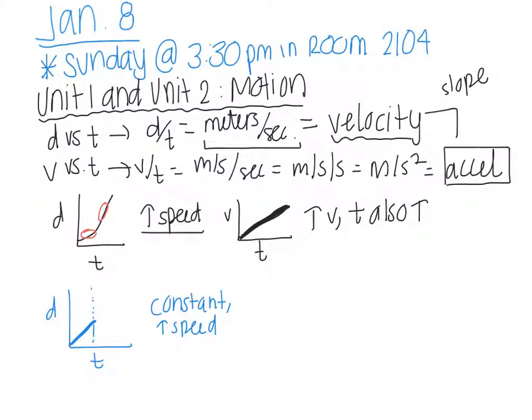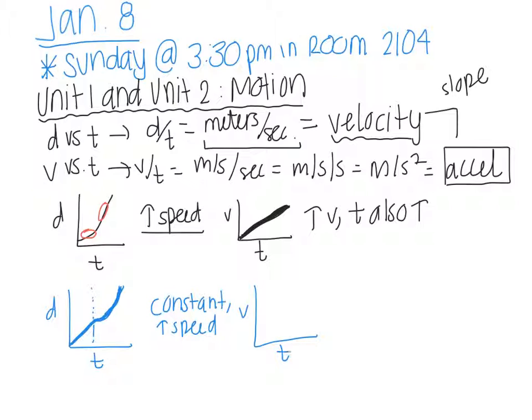So now, after being at constant speed, I need to increase my speed, which means I need to increase my slope, make it steeper. Okay, here I've got a more level slope, and as I go up to the top, I'm getting steeper and steeper. That is a D versus T for constant, going to increasing speed.